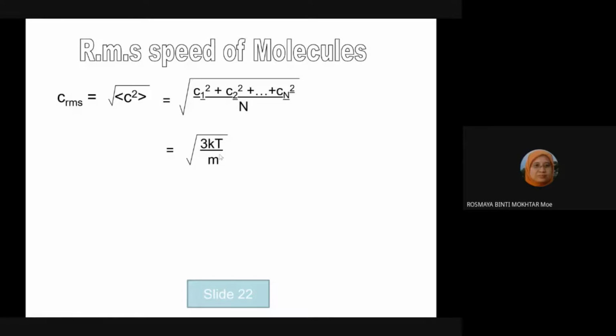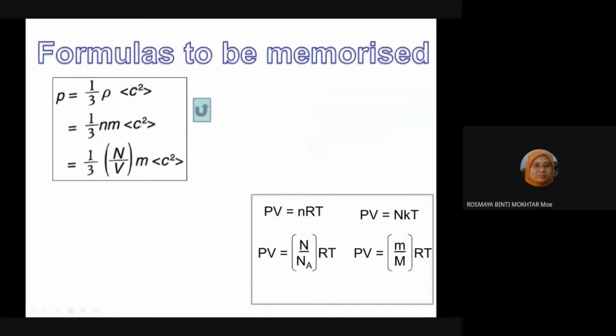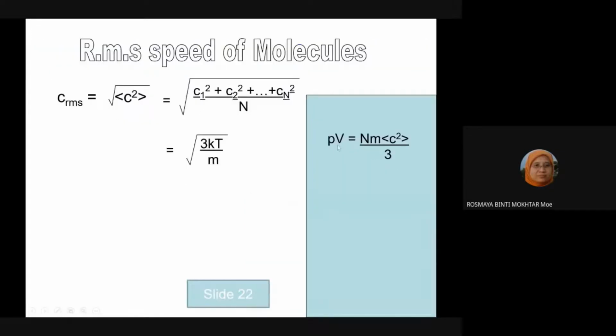So how do we get this equation? We are going to derive it, continuing from the pressure of a gas just now. We choose one equation. Remember these three. We choose the third one. Cross multiply V, become PV. So we choose the third equation and cross multiply to get PV.